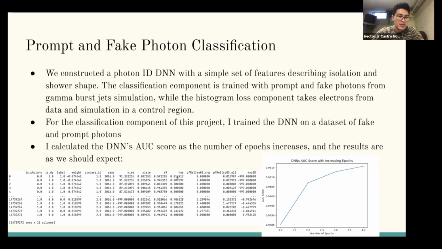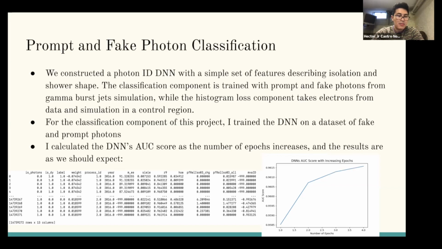But before I could get to the domain adaptation component of this project, I first began by learning about classification and how to create a deep neural network. We constructed a photon ID DNN with a simple set of features describing isolation and shower shape. The classification component is trained with prompt and fake photons from gamma plus jet simulations, while the histogram loss component takes electrons from data and simulation in a control region.